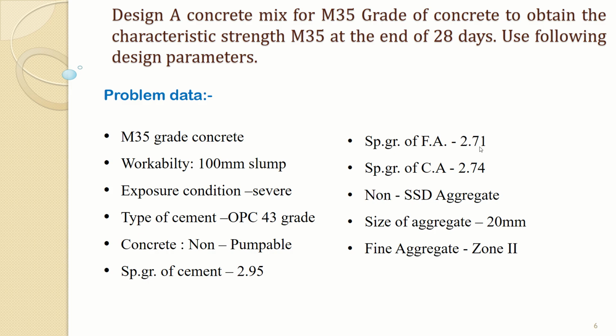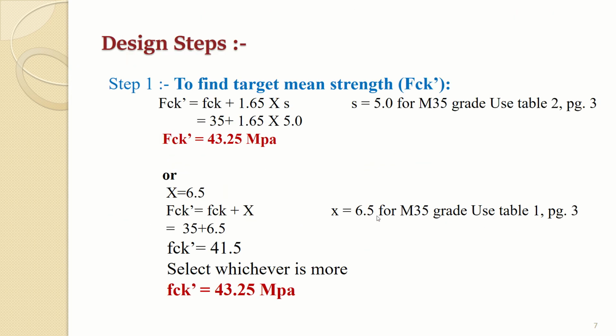Specific gravity of fine aggregate is 2.71, specific gravity of coarse aggregate is 2.74. I have taken SSD aggregate. What does SSD mean? Saturated surface dry aggregate, which means there is no moisture on the surface of the aggregate. Then the size of aggregate, I have taken 20 mm, which is commonly popular, that is 3/4 inch aggregate. And zone of aggregate, I have taken zone 2 as per the IS code.